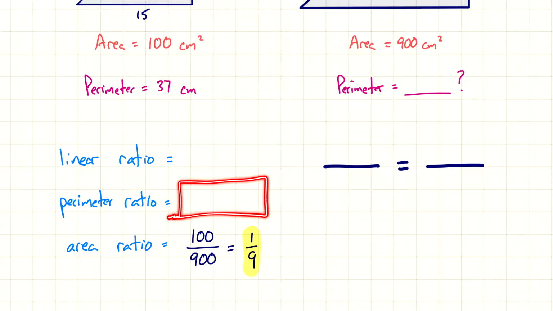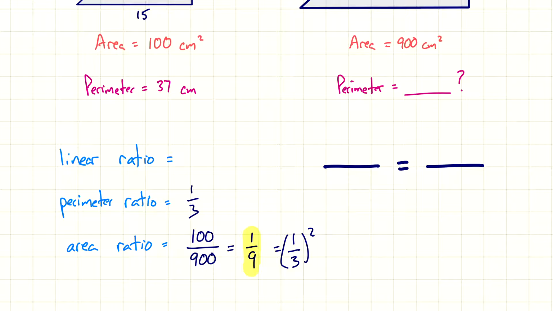All right. Well, since I know 1/9 is really the same thing as 1/3 squared, that must mean that the perimeter ratio is 1/3. Right? And I also happen to know that linear ratio is the same as perimeter ratio, so those would end up being the same. Now the problem wasn't asking to find all these. They're just asking what's the perimeter. Well, this is how you're going to solve it.